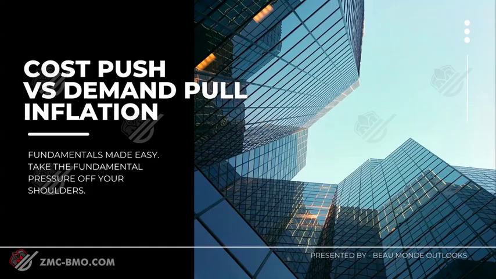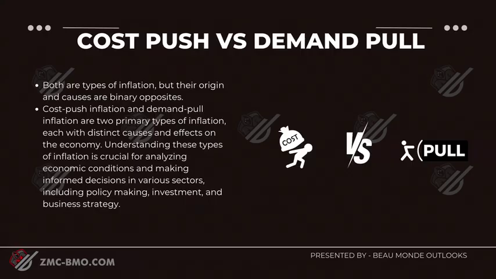Today we are going to discuss cost push versus demand pull inflation. Now, what is cost push versus demand pull? Both are types of inflation, but their origin and causes are binary opposites. Cost push inflation and demand pull inflation are two primary types of inflation, each with distinct causes and effects on the economy. Understanding these types of inflation is crucial for analyzing economic conditions and health and making informed decisions in various sectors, including policymaking, investment, and business strategy.